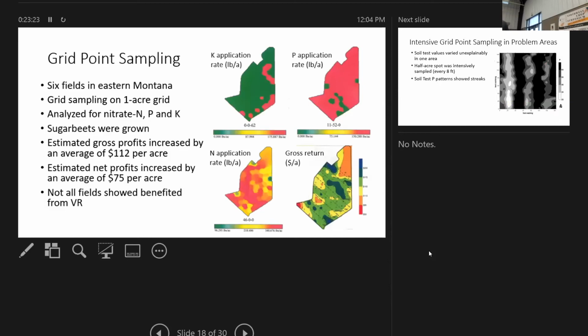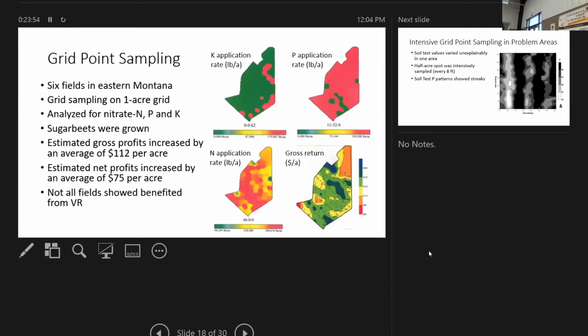All right, so grid point sampling. The study we did, they did in Eastern Montana before I got there. Here's a K application map, and then gross returns from that field that I showed you earlier. So we do see some variability. P and K much less than with the nitrogen.